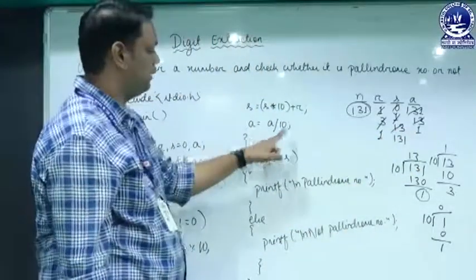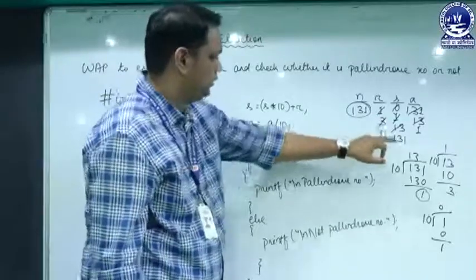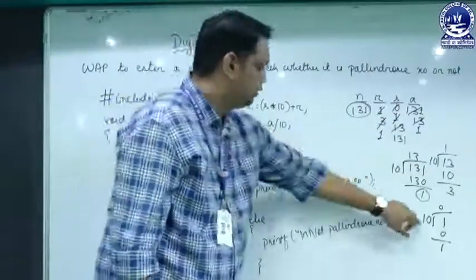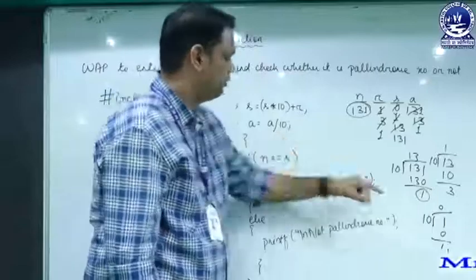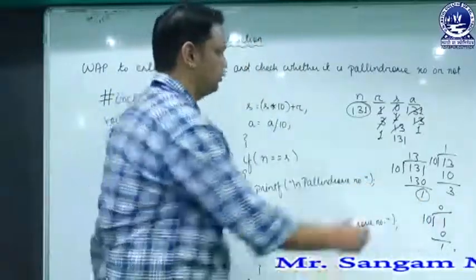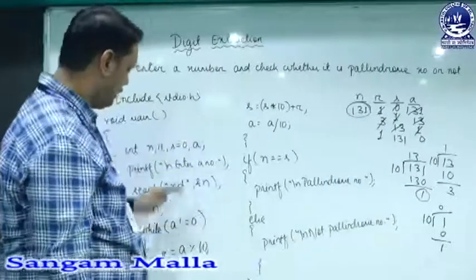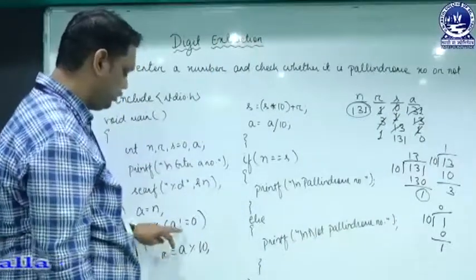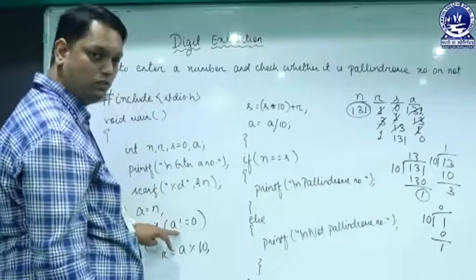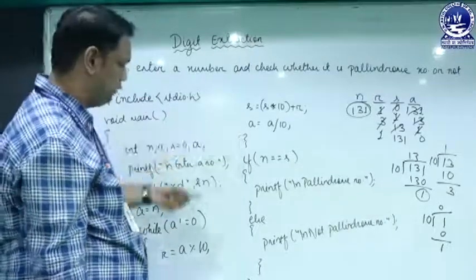Then again a equal to a by 10. a value is 1. So 1 divided by 10. As we are using the division operator, it will return the quotient as 0. So a will have the value as 0. When it is redirected to this condition, 0 is not equal to 0, false, 0 is equal to 0. Now it will come out from the while loop.